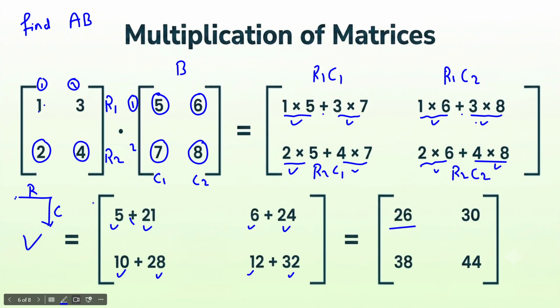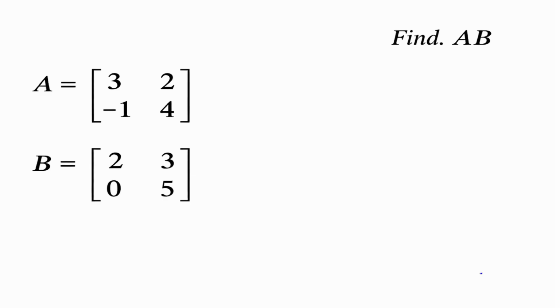Now 5 plus 21 will be 26, 6 plus 24 will be 30. Just add these values: 10 plus 28 will be 38, and 12 plus 32 will be 44. In this way, you can find the AB matrix of given A and B matrices.